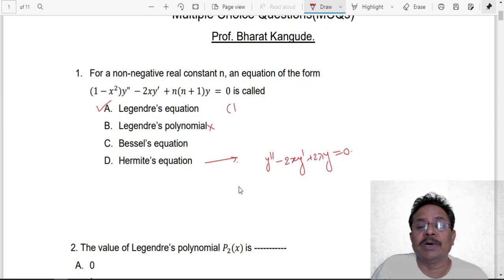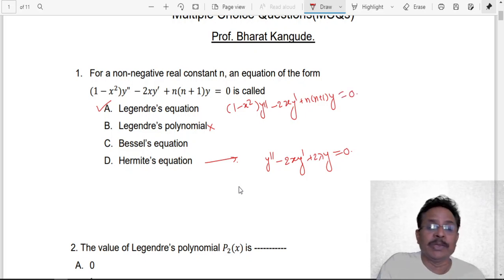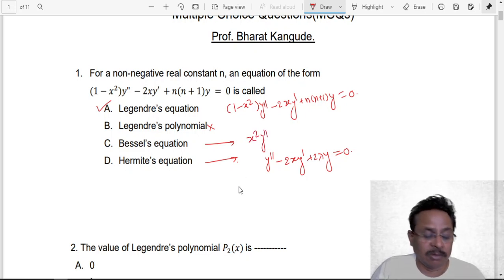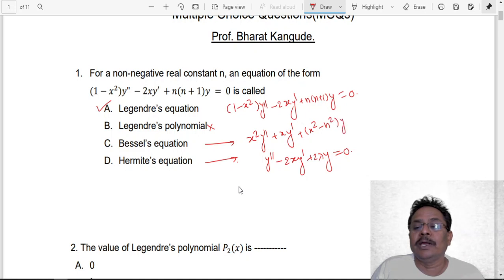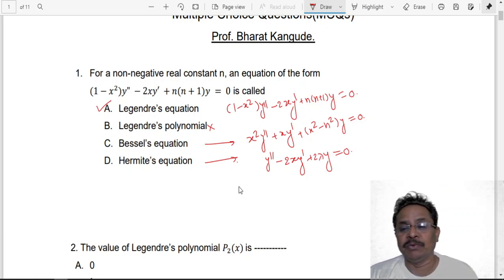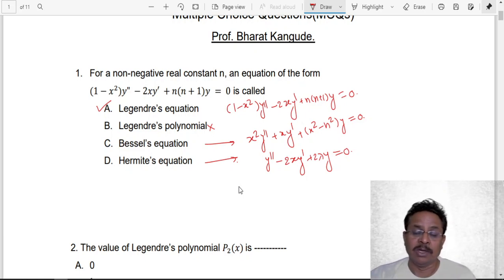The Legendre equation is (1 minus x square) y double dash minus twice x y dash plus n into (n plus 1) y is equal to 0. And now the remaining equation is called the Bessel equation. The form of the Bessel equation is this one: x square y double dash plus x y dash plus (x square minus n square) y is equal to 0. Along with that, we have already seen the Lagrange differential equation too. We can write the form of the Lagrange differential equation as well for comparison purposes.